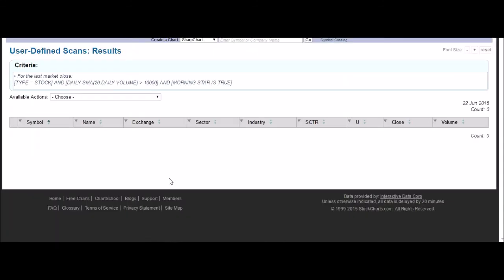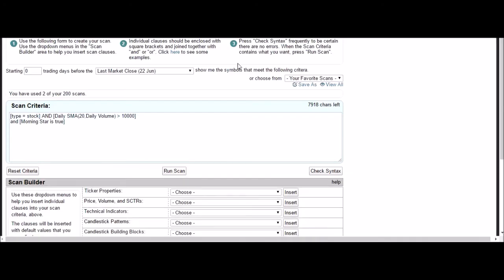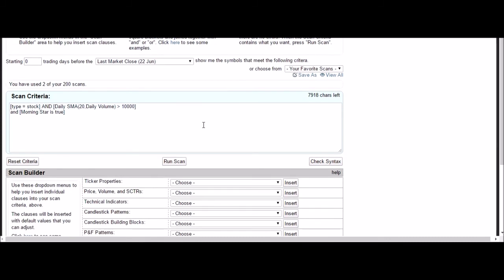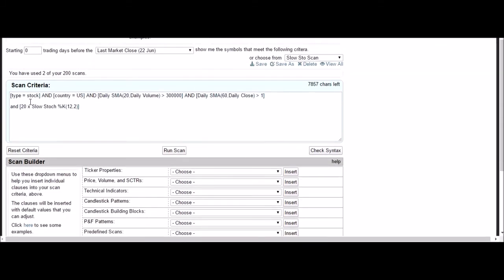As you can see, count 0, so it didn't pull anything up. Like I talked about, it's a little more rare. It can happen occasionally, but it's one of those things that is going to be rare. But what you can do is, if you do happen to have saved scans, pull them up here, like the Slow Stoke scan, for example. We're looking for stock, country U.S., daily volume greater than 300,000, the price greater than 1, and the slow stochastic is crossing down below 20.